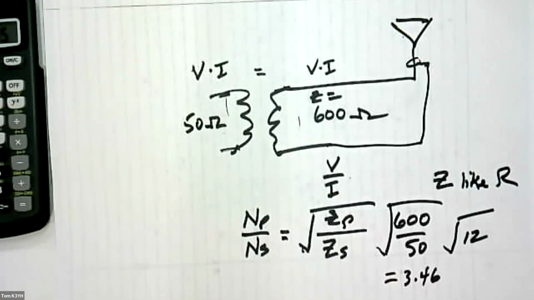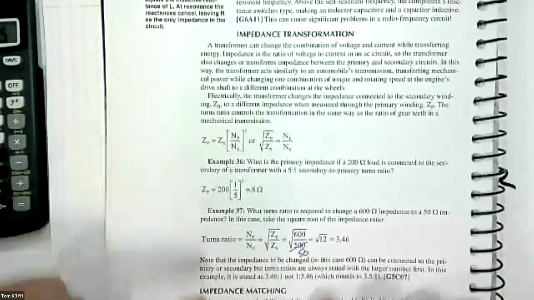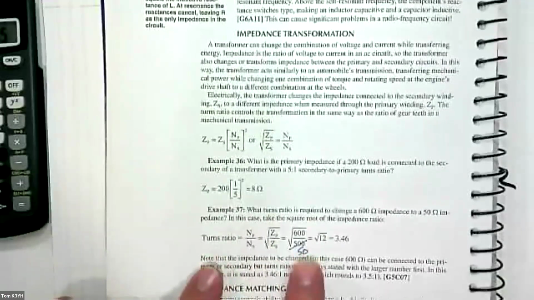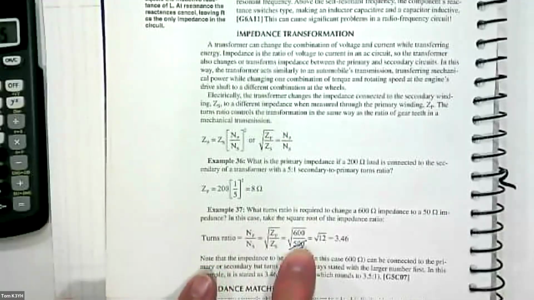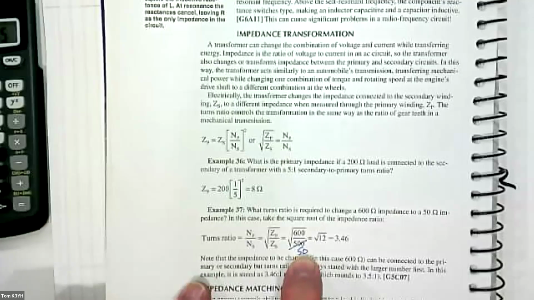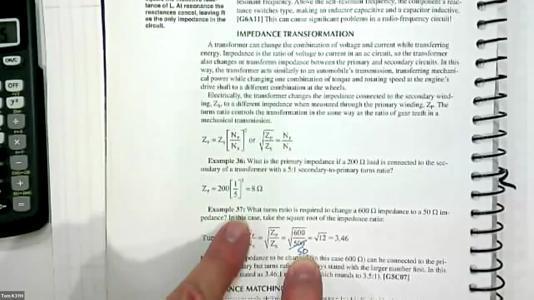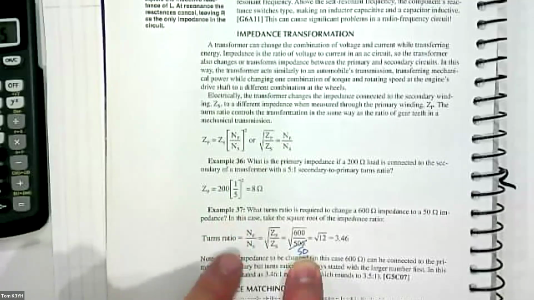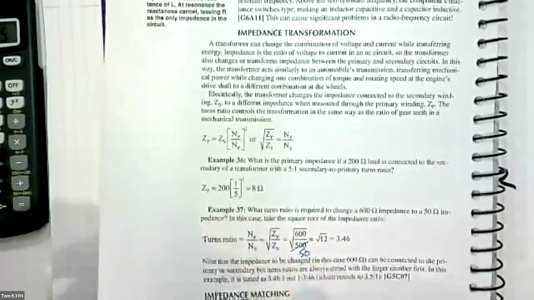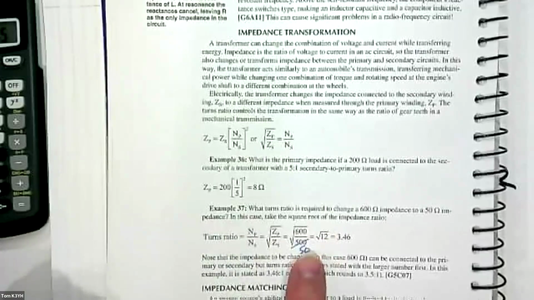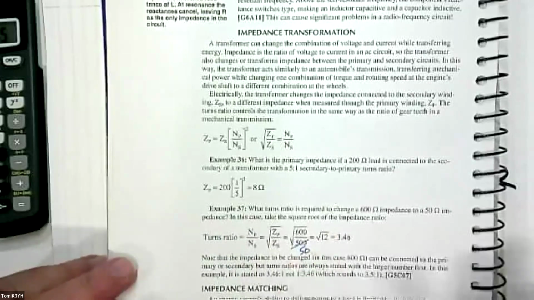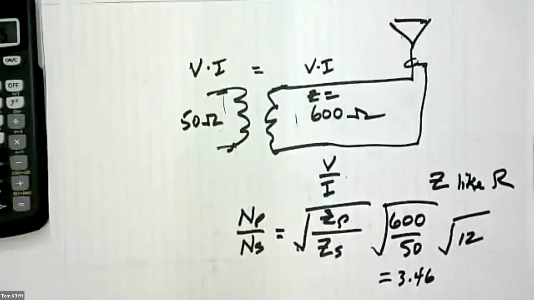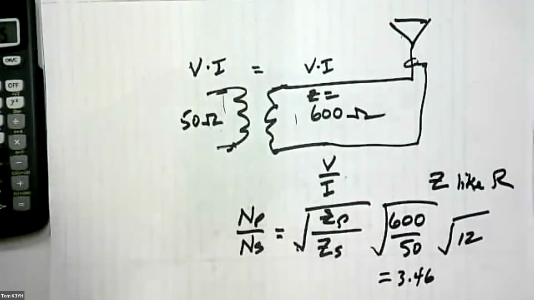I don't know if this is picked up in the errata, but when they do the example in the book on page 4-24, we've got a mistake here. It says 600 divided by 500. It should be 600 divided by 50. So it's example 37 on page 4-24. If you check your book, that number should be 50. Okay, so I'll go back to the question in the book.